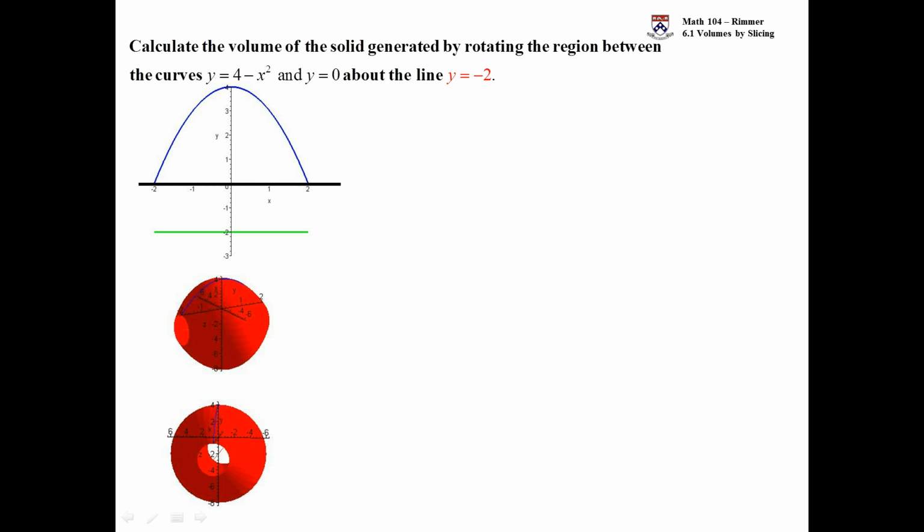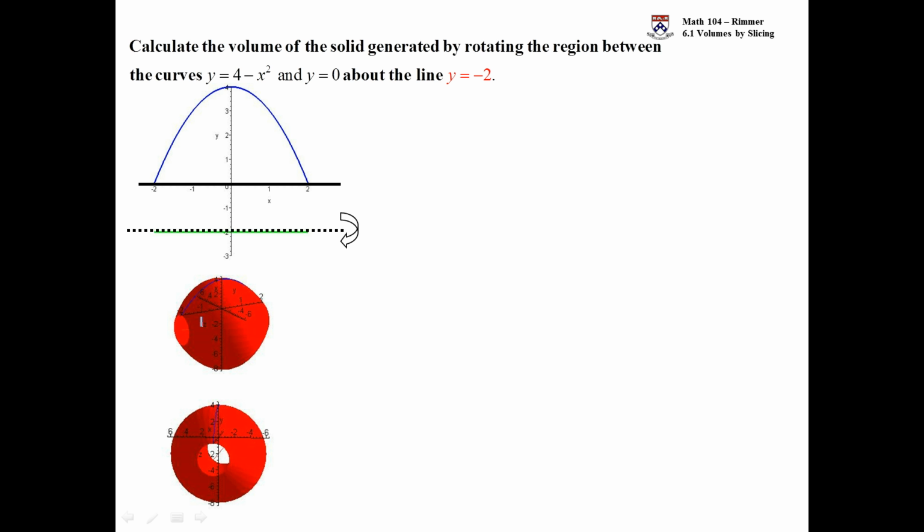This problem starts out by getting a good drawing of the region. y equals 4 minus x squared is a parabola that opens down, and it's been shifted up 4 units. So it hits the y-axis at a maximum of 4. y equals 0, that's just the x-axis. And we're rotating this about the line y equals -2.